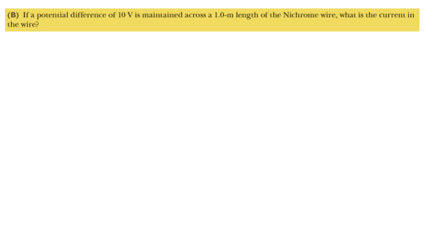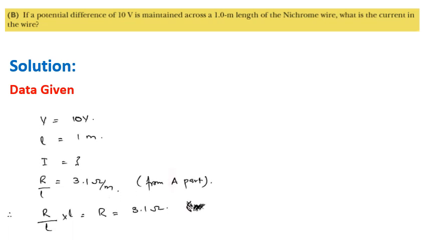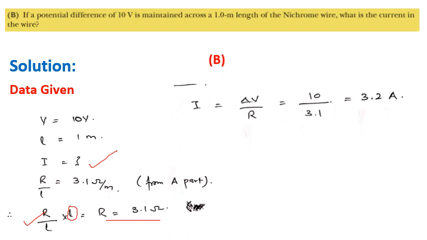Now to find B, we have the potential difference 10 volts. The length is now 1 meter, and we are interested in calculating the current. So volts is 10 volts, length is 1 meter. We have R over L from part A, which is 3.1 ohms per meter, and the length is now 1 meter. So we can simply multiply R over L into L, which gives me R equal to 3.1 ohms. Now we know that V is equal to IR.